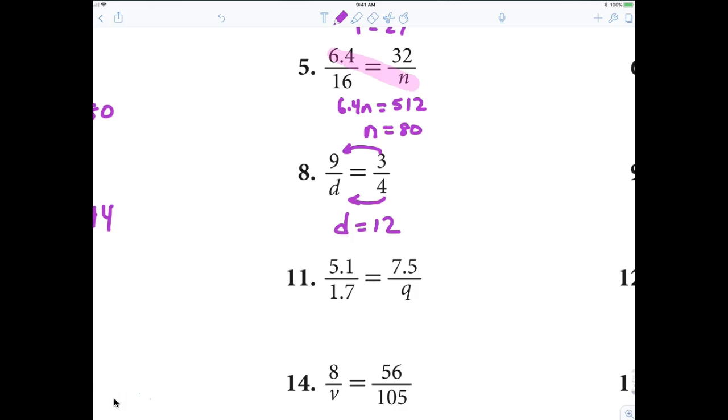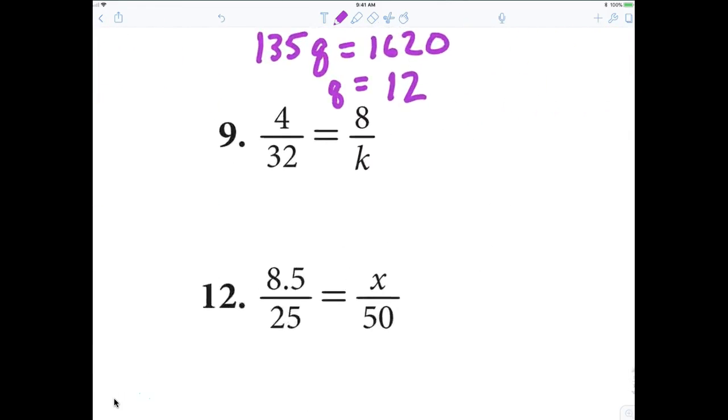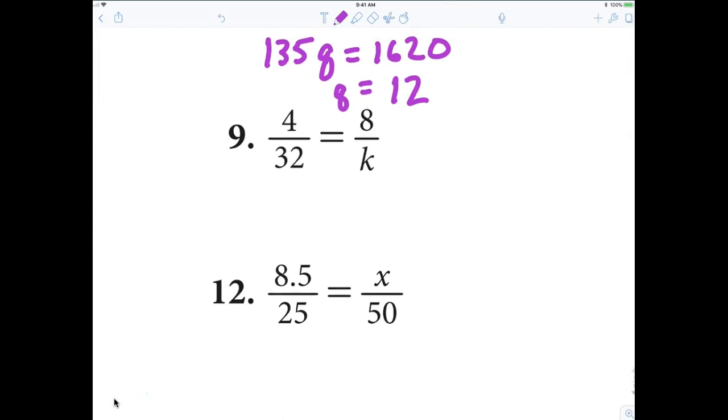All right. Let's take a look now at number 9. On number 9, the same principle. I could just multiply that by 2, multiply by 2, 64. And so K would have to be 64.